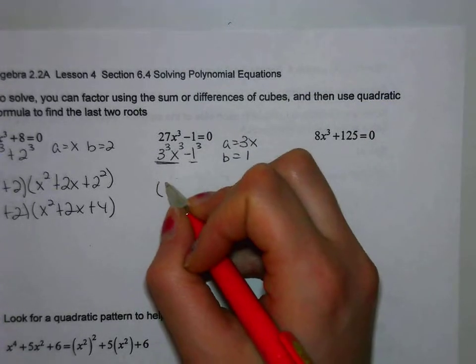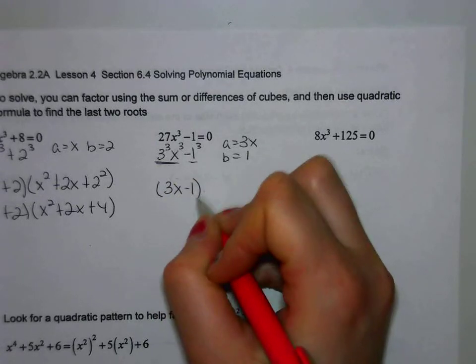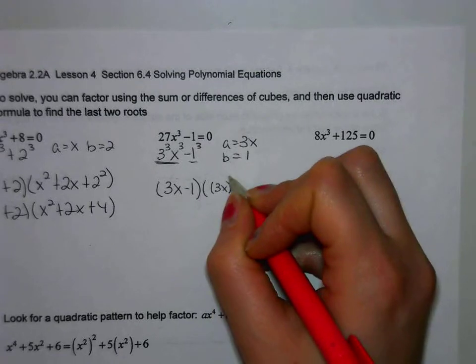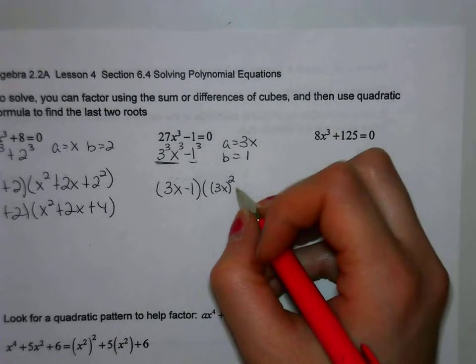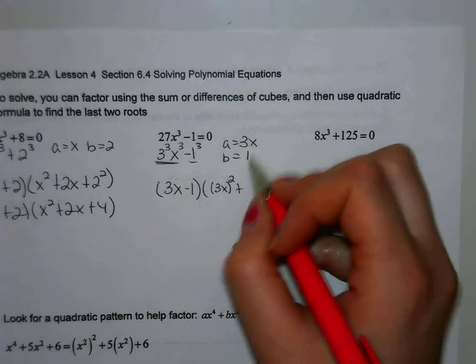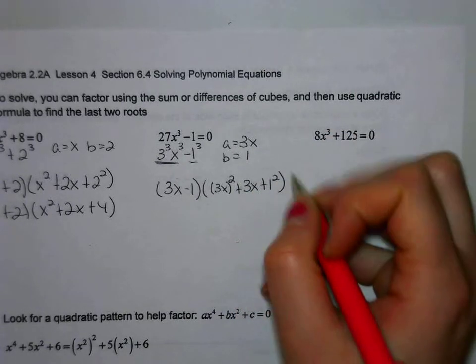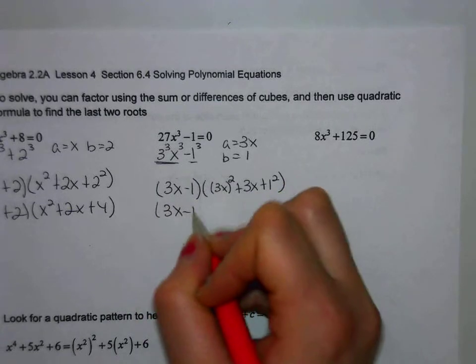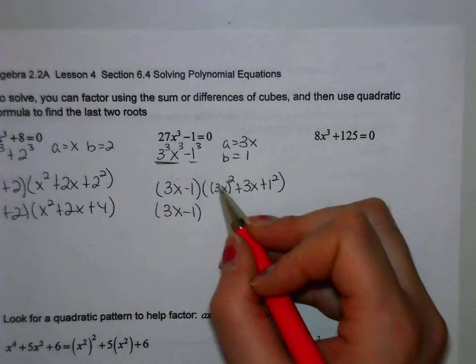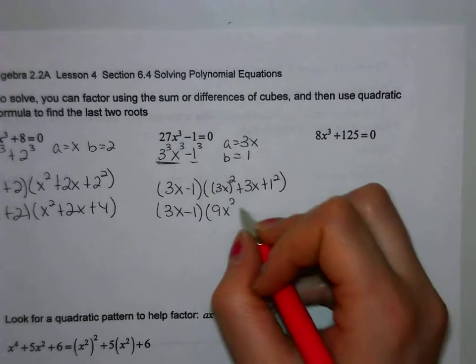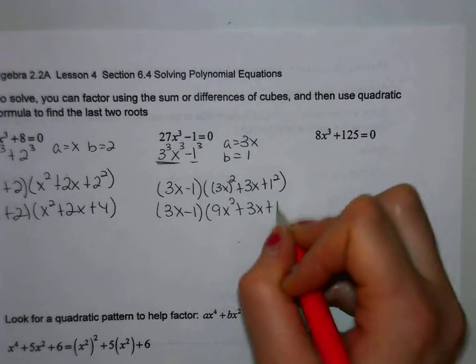So that means we have 3x minus 1 times 3x in parentheses squared plus 3x times 1, which is 3x, plus 1 squared. So 3x minus 1, nothing changes. That square goes to both, so 3 squared is 9, x squared is x squared, plus 3x, and 1 squared is 1.